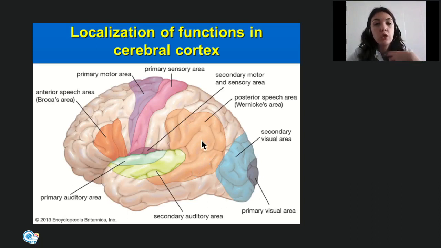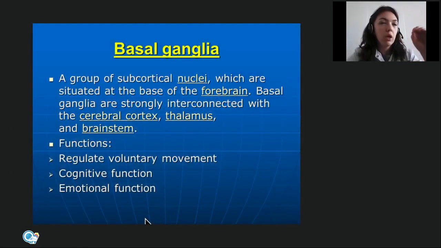So there are many such associative centers, and you will discuss them, or you have already discussed them at your practical classes. I was just trying to explain to you that cortex is functionally not homogeneous. Each part of cortex has a specific function that it tries to perform. So that was about the cortex.